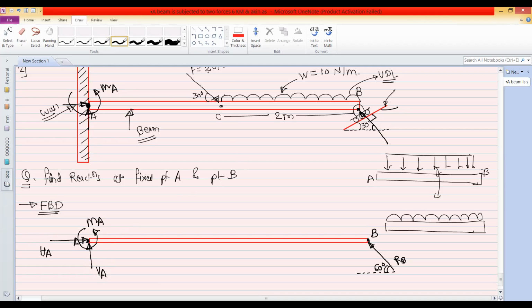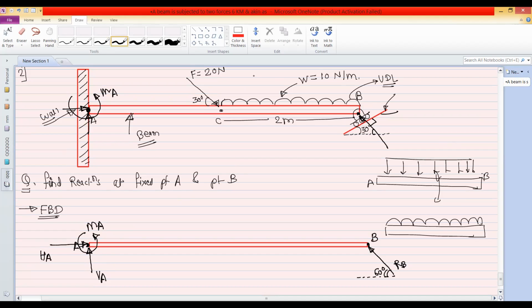Okay. Then next, show the force 20 Newton as it is. So this is the point C. The angle of 20 Newton with respect to the x-axis is 30 degree. And then convert this UDL into a point load. So how to convert UDL into point load? Point load value F is equal to W into L. W is 10 Newton per meter, and the length, that is the span, is equal to 2 meter. So this is the point load because of this UDL. Show this point load exactly at the center.